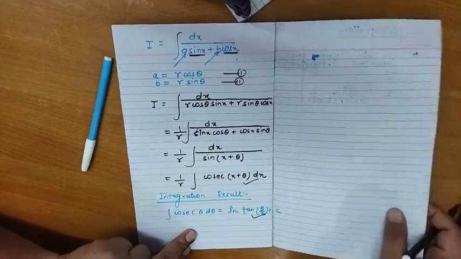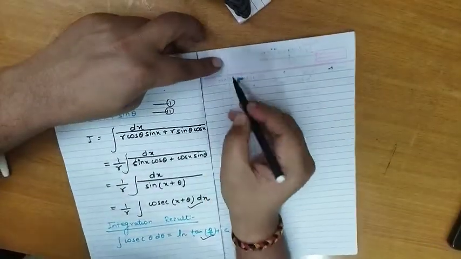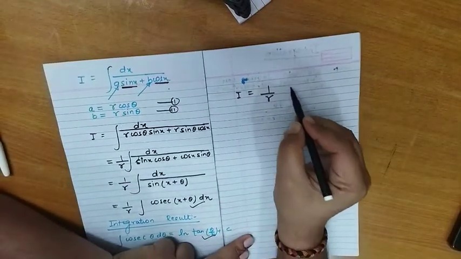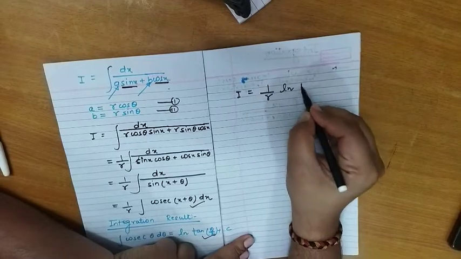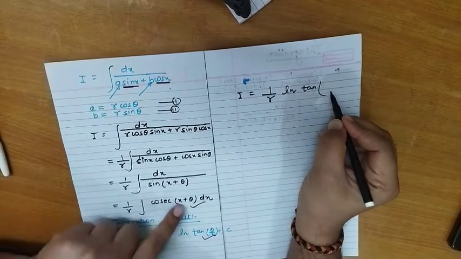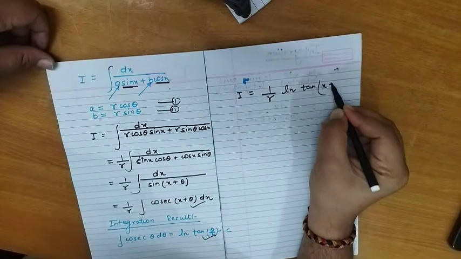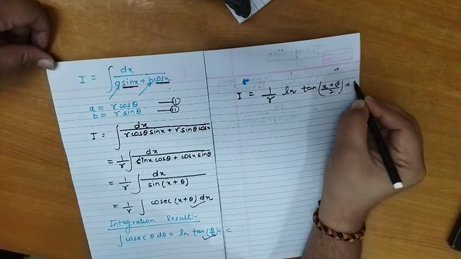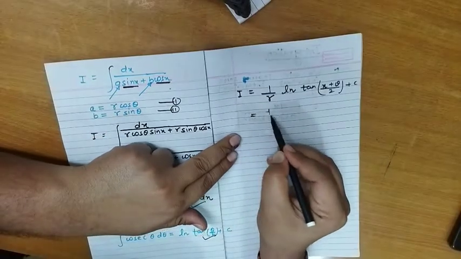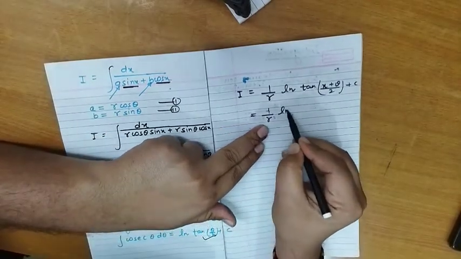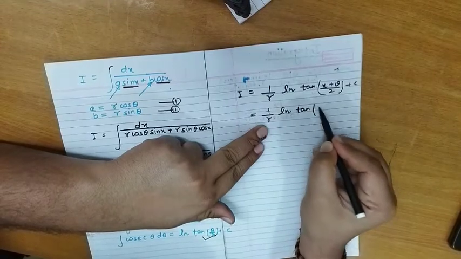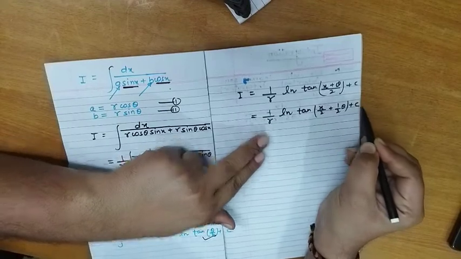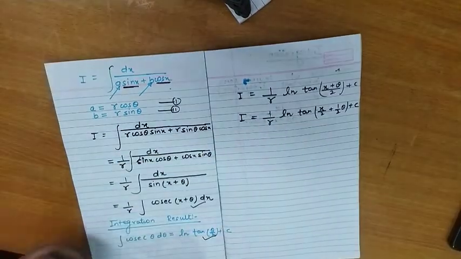So what will be the formula? What will be the result here of integration I? I equal to 1 upon r ln tan of, what is the value of the angle here? x plus theta by 2 plus c. So 1 upon r ln tan of x by 2 plus 1 by 2 into theta plus c. Okay, did we solve this problem?